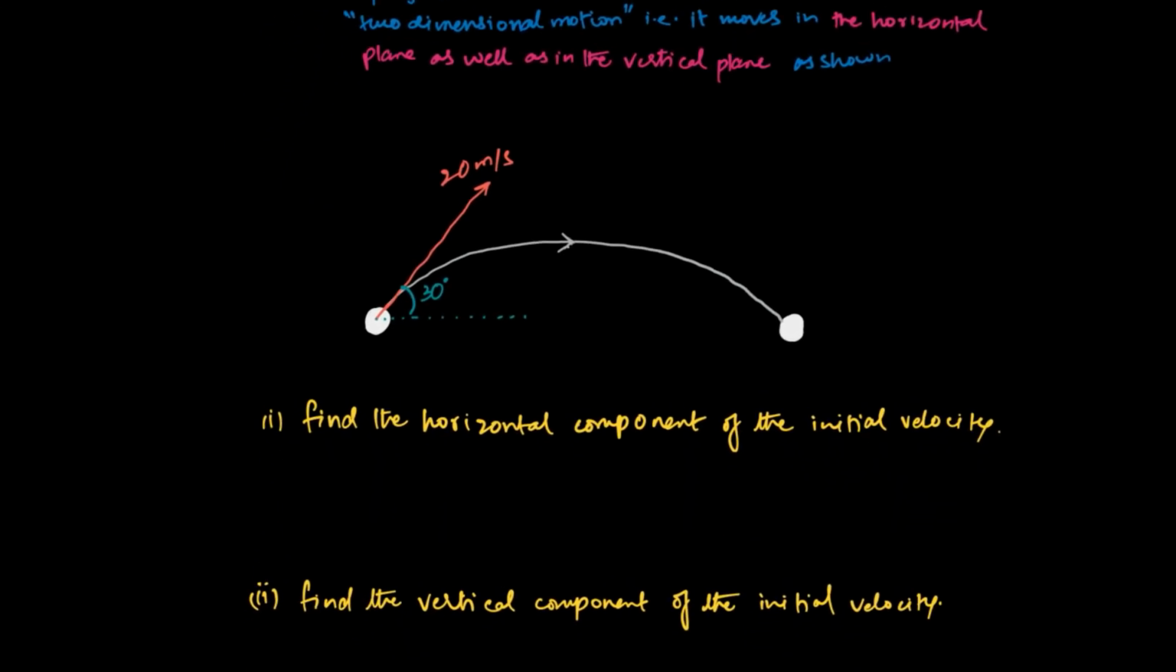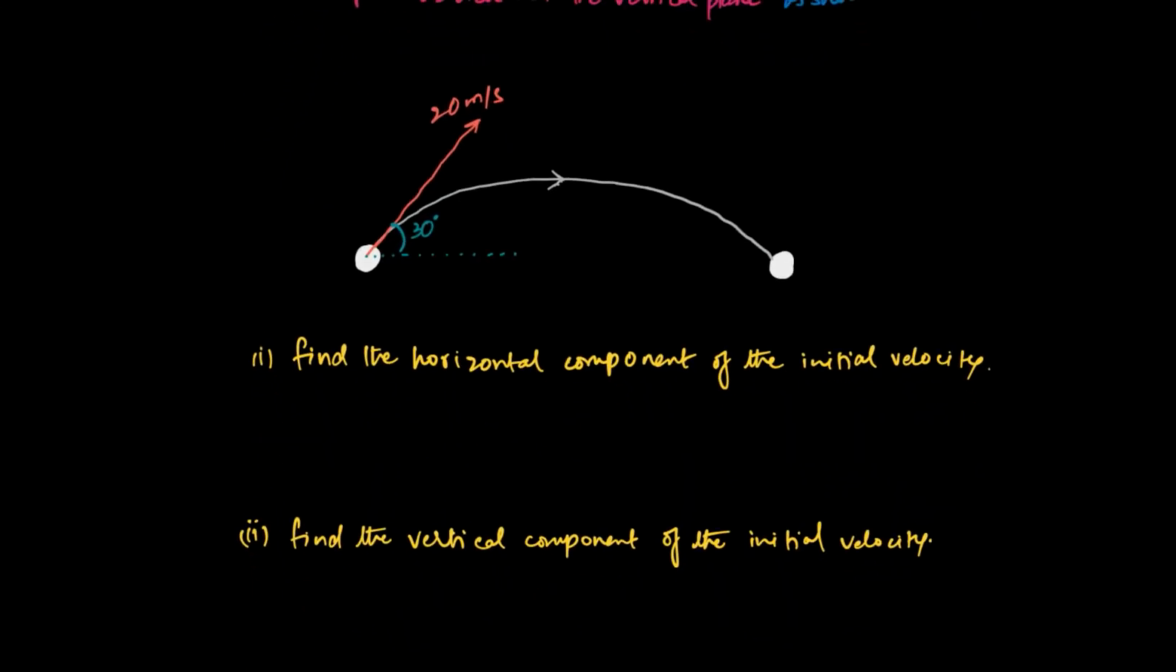So moving on, there are some basic questions which we would do. The first question says find the horizontal component of the initial velocity. In this we would take help of the concept of vectors and basically the resolution of vectors. So what we could do is make a horizontal component and a vertical component of this velocity, and this will make a right angle triangle.